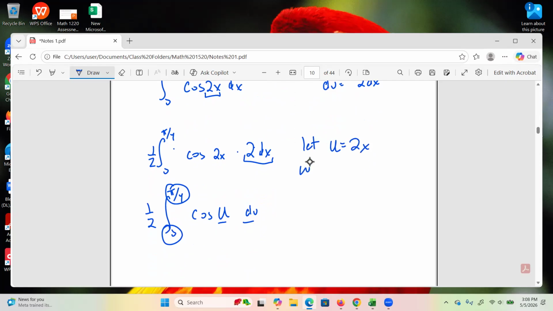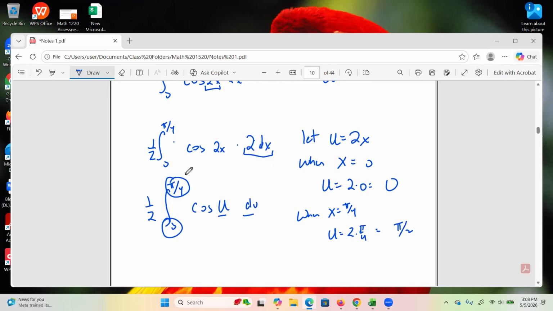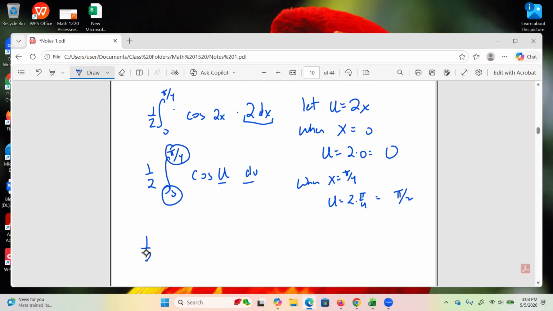Okay, so when x was equal to 0, u is equal to 2 times 0, which is equal to 0. When x is equal to pi over 4, u is equal to 2 times pi over 4, which is going to be pi over 2. Now we have good limits. So this is going to be 1/2 integral between 0 and pi over 2 cosine u du.